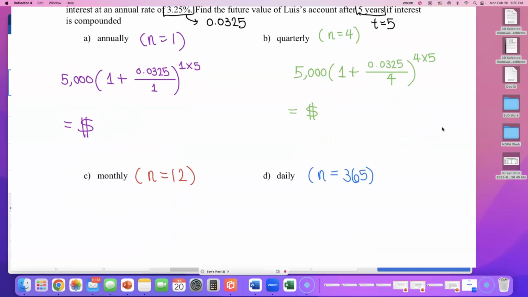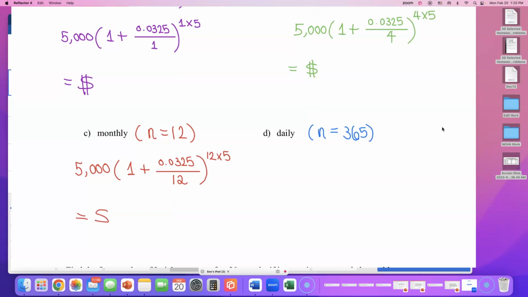Now let's do the monthly. Well, for monthly, we start off the same with the $5,000. But we are going to be adding the 1 plus the annual rate divided by 12 to convert it into a monthly rate. And the exponent has to be how many months we have in a 5-year period. That will be 12 times 5. Okay? Just writing these down.